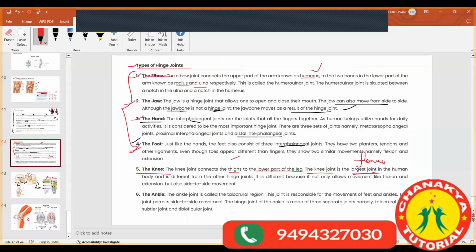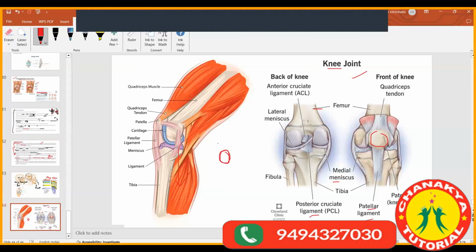So now it is different because it not only allows movement like flexion and extension, but also side to side movement. We can do side movement also, right? So we can do side to side movement, in the sense that this is the leg. Basically, you can move them like this, like sideways, up and down, like a swing.